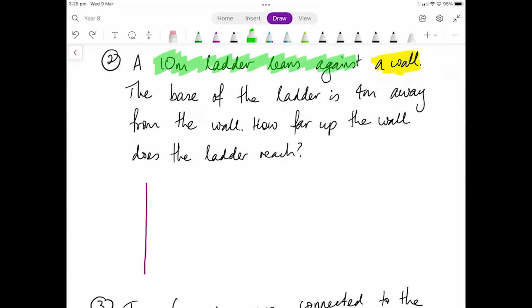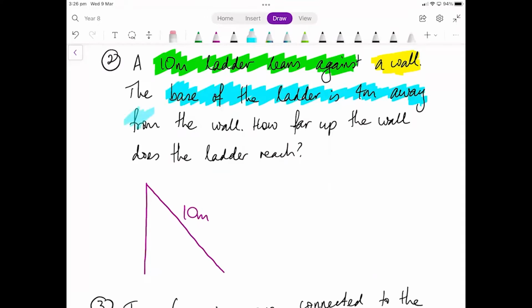Secondly, it says a 10-meter ladder leans against the wall. So we're going to draw a line diagonal leaning against the wall. And that's going to be the ladder. And we're going to label that as 10 meters. And finally, it says the base of the ladder is 4 meters away from the wall. That means that if I go along the ground, there's going to be a gap of 4 meters. So I join the ladder and the wall along the ground and I label that as 4 meters.